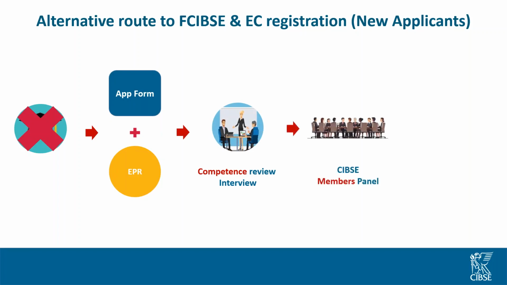The results of the interview would then go to the CIBSE members and registration panel. And then if successful, you would gain your FCIBSE. You would then have to take a second step as part of the alternative route if you want to continue on to gain CEng registration or chartership.